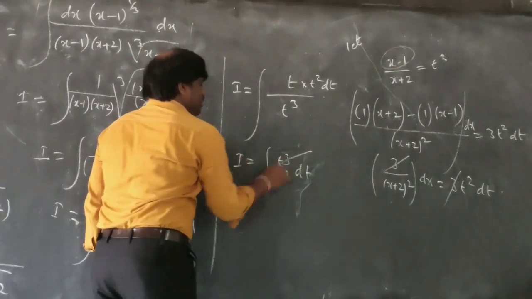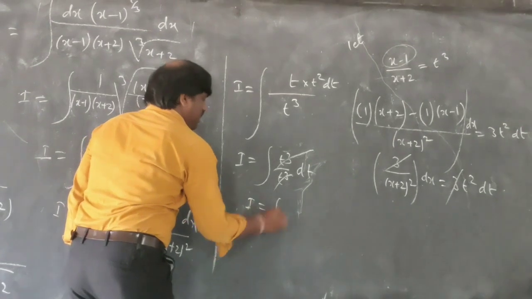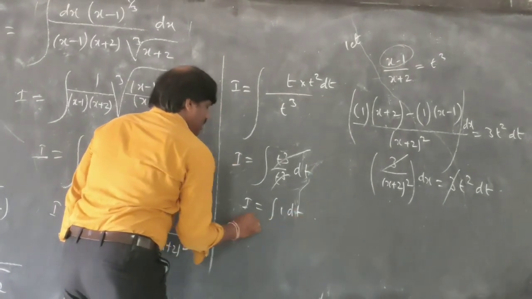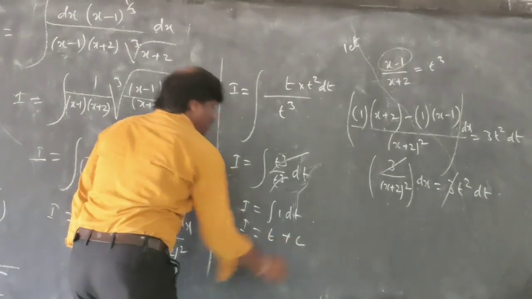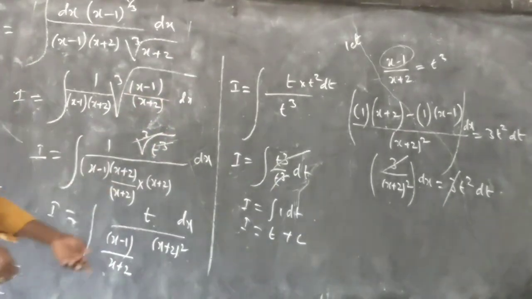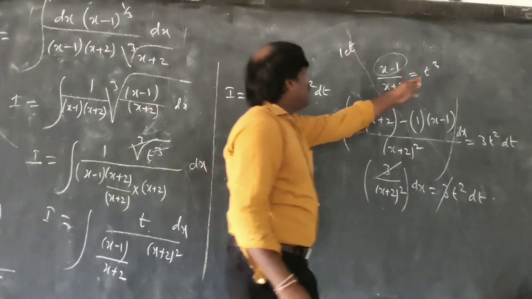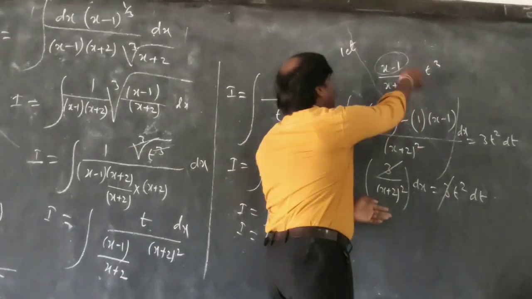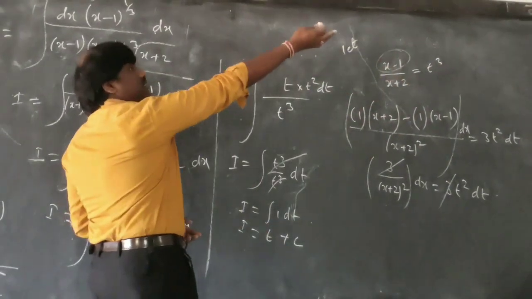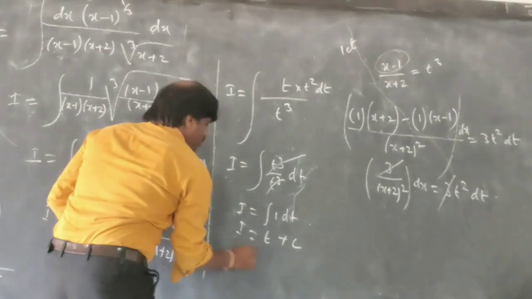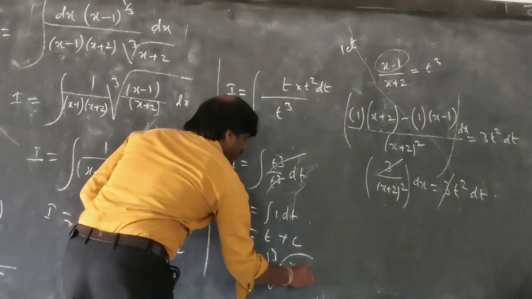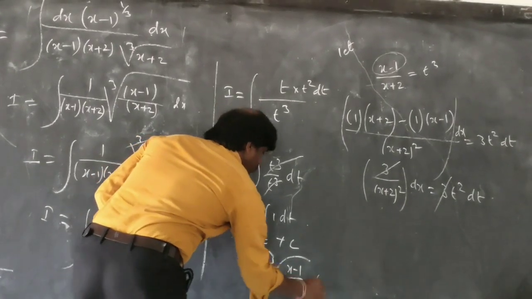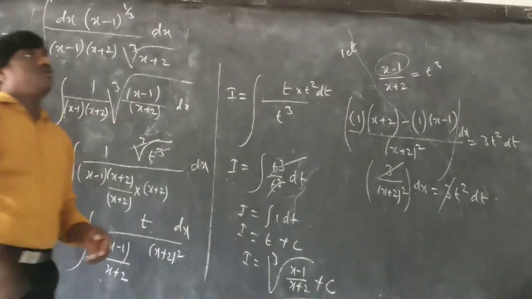That's the beauty, very simple. I is equal to integration of 1 dt, which is nothing but t plus c. What is t? T cube is this, then t will be the cube root of this. So I is equal to cube root of (x minus 1) by (x plus 2) plus c is your answer. Hope you understand.